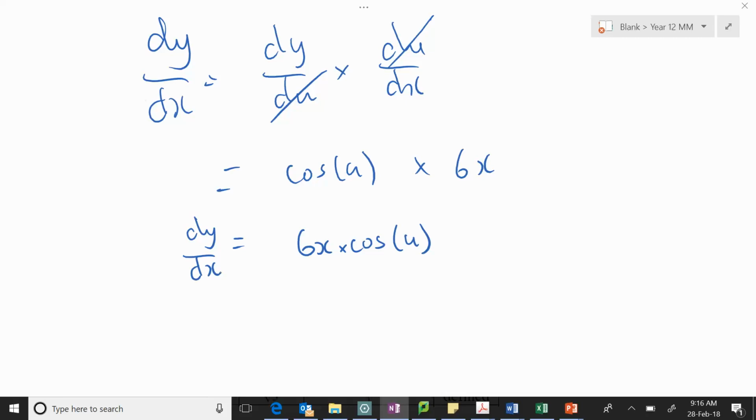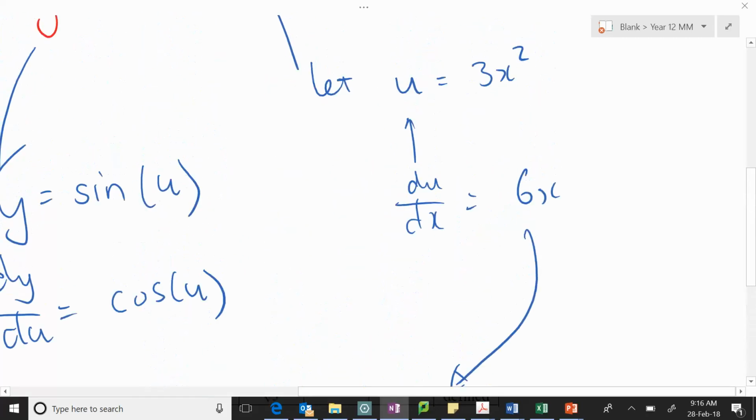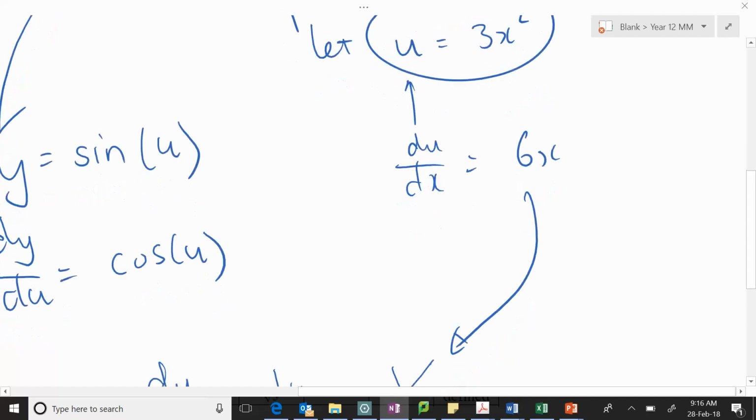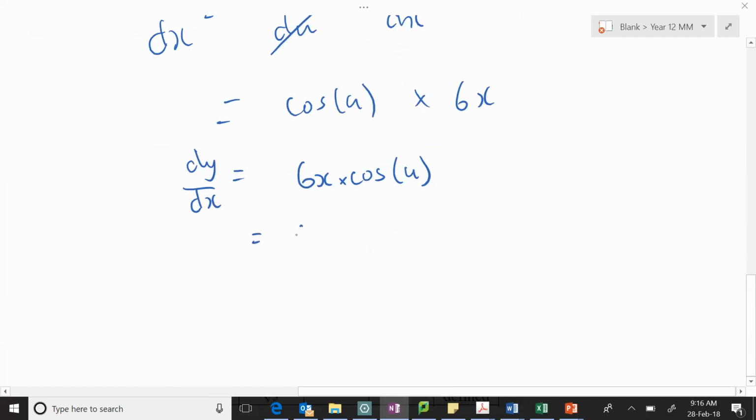Good. See, I said it's the relationship between the change of y and the change of x. I didn't say anything about u. u is a made-up variable. I made it up so that it works easier for me. So I have to replace that u, and I said up here before, let u equal 3x squared. So my answer should actually be 6x cos of 3x squared.